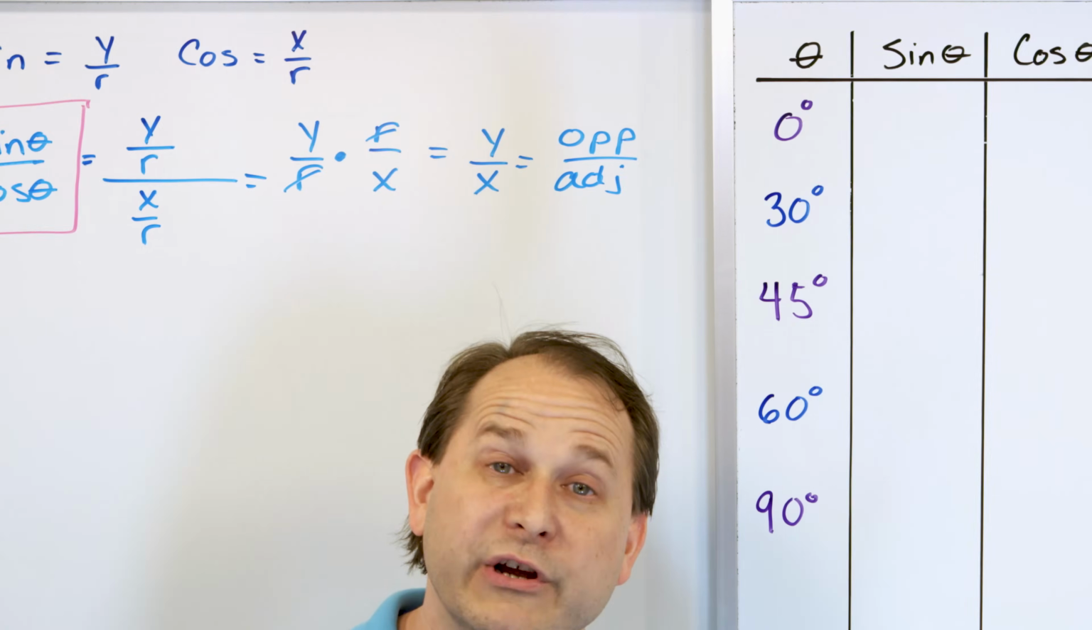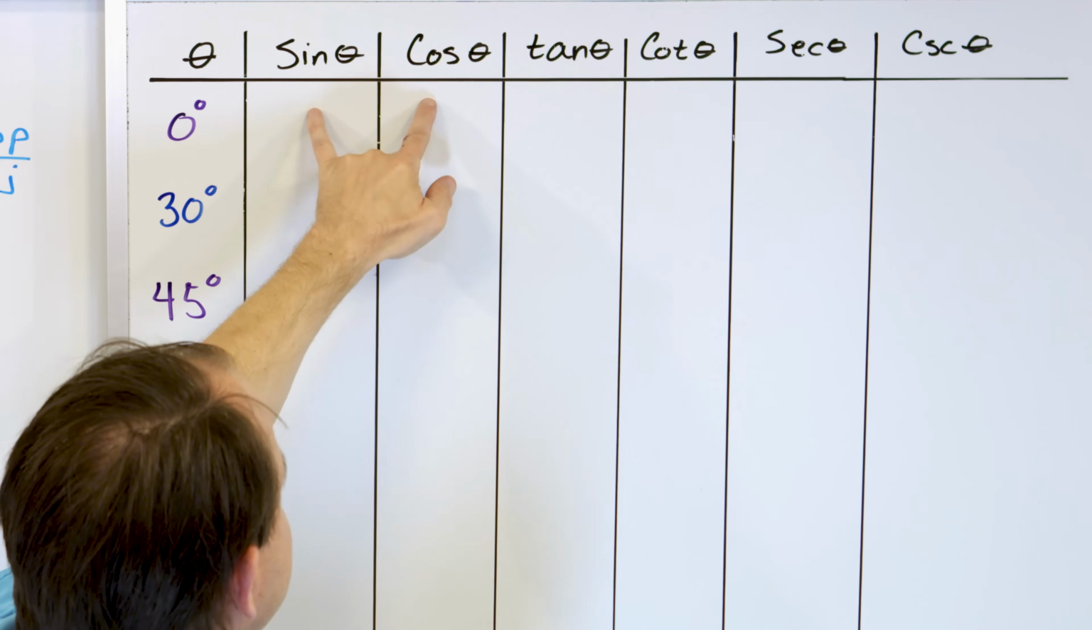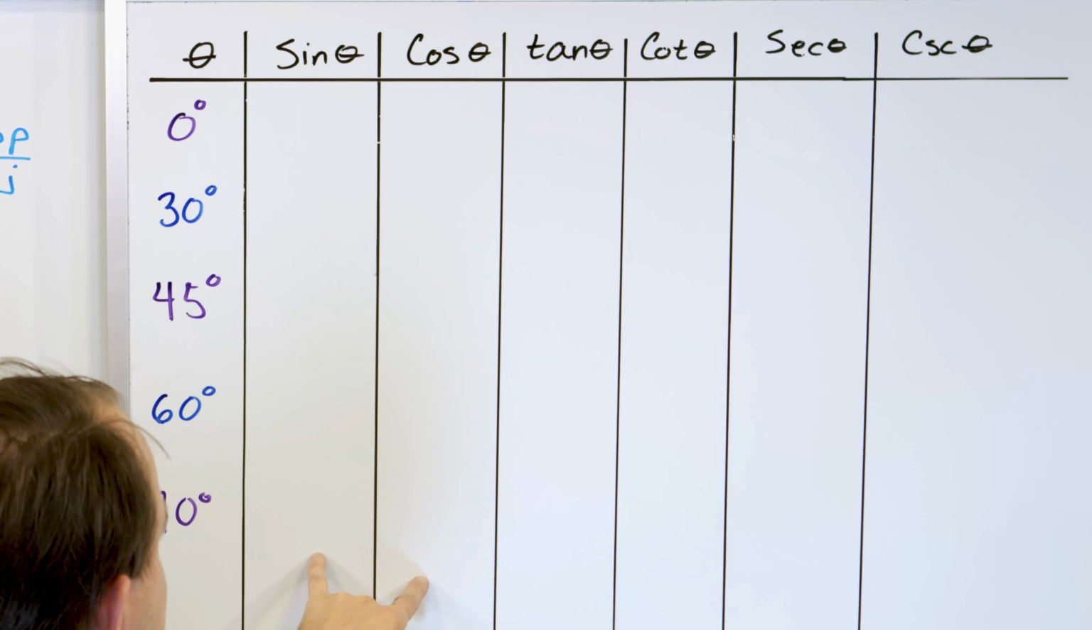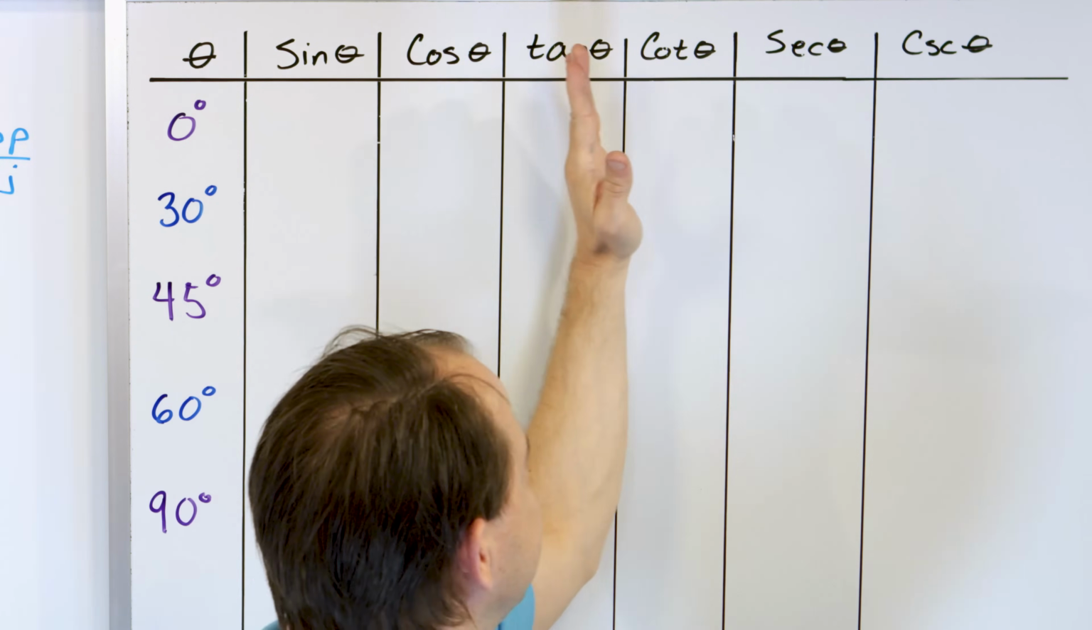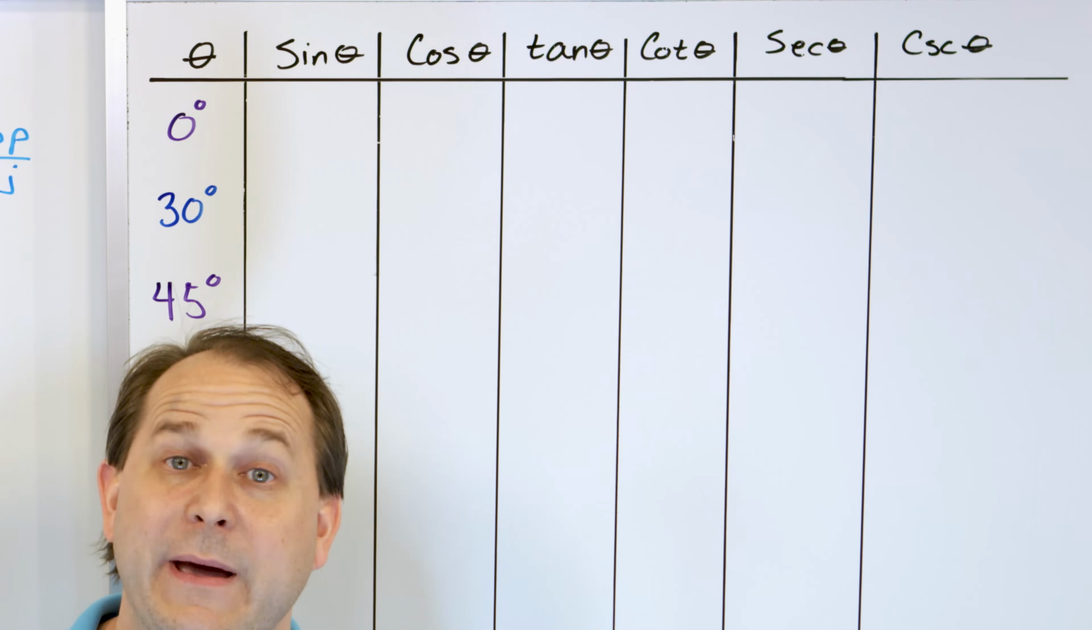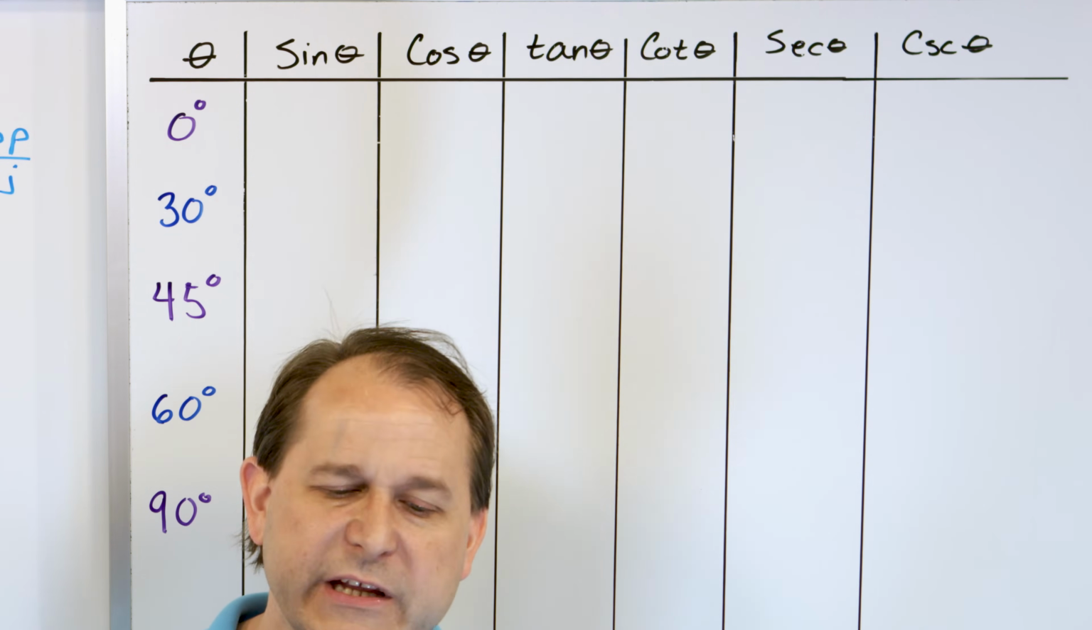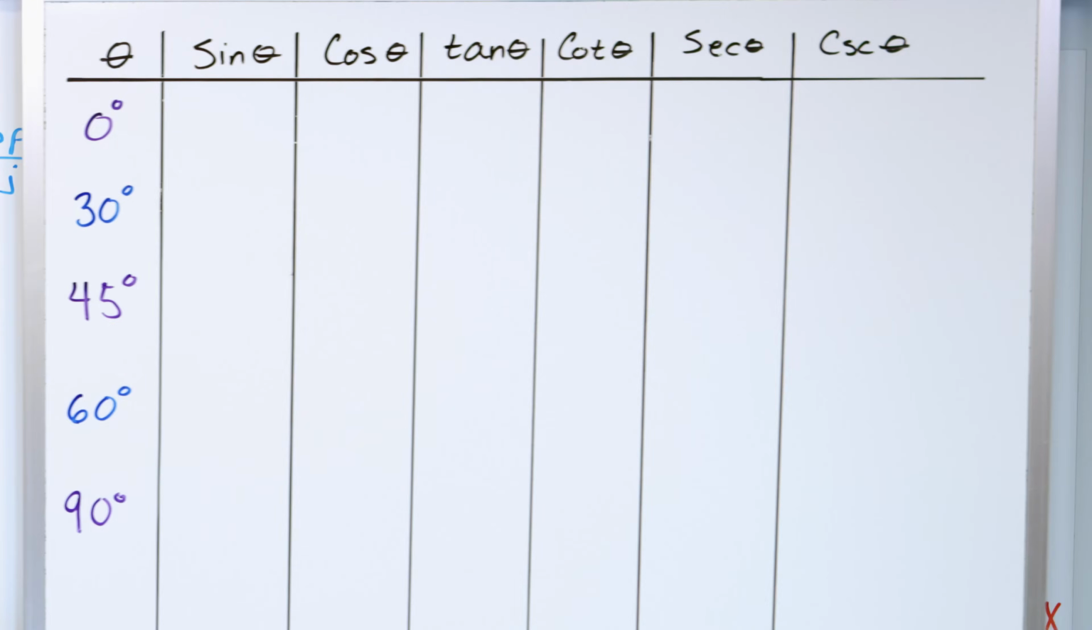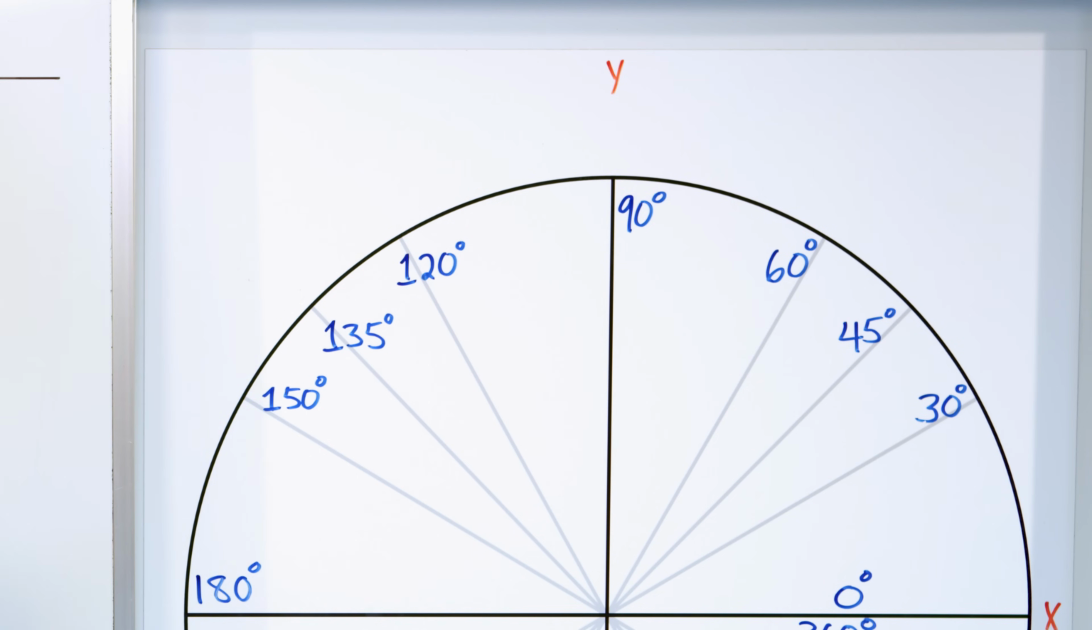So what we're going to do in this lesson is I'm going to give you the values for sine and cosine, and I'm just going to write them down. But the rest of the table we're going to calculate based on the sine and cosine values. So really you only need to know sine and cosine to get this entire chart here.